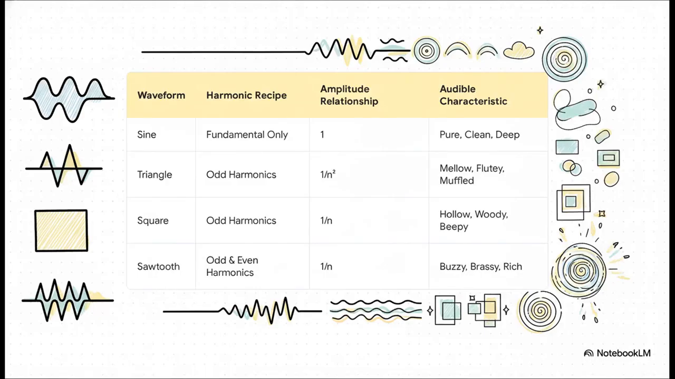And look at that, this table just brings the whole story together beautifully. You can see the direct line from the harmonic recipe of each wave to the sound you actually hear. The sine is just the fundamental. The triangle and square both use only odd harmonics, but their different volume levels create completely different characters. And the sawtooth? It just throws in the whole shebang. This right here is the atomic theory of sound in a nutshell.